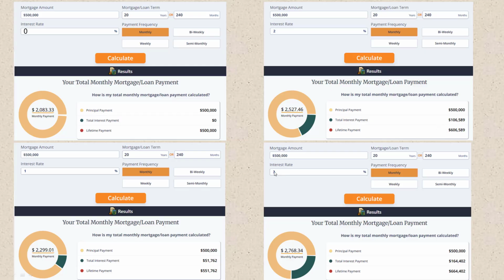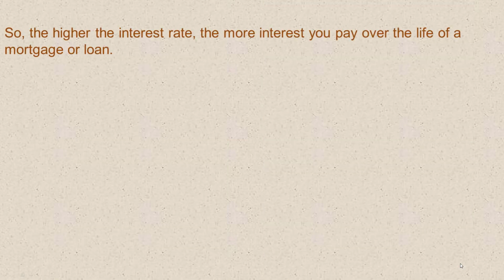And if you go to 3%, notice that the amount you're paying each month has gone up more, and of course the total interest you're paying has gone up more too. So the higher the interest rate, the higher your monthly payment, and the more interest you're paying over the life of the loan. So that's the whole point of this tutorial.